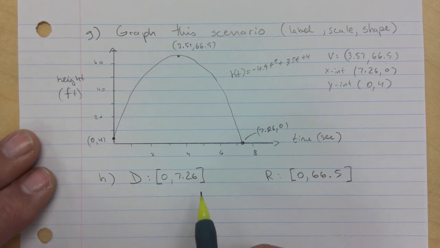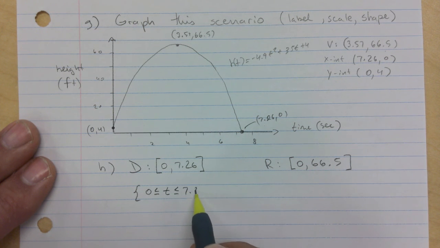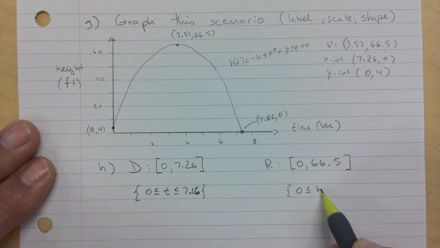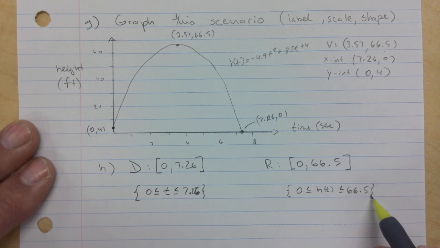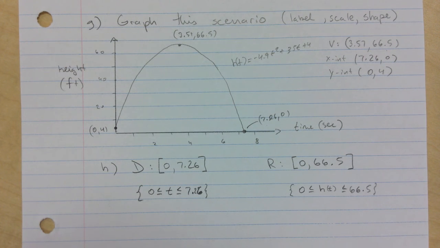If you want set notation, pay close attention. You are going to have to use the variables that are given by the equation. So in this case, it's t, and the range is height, right? So h(t) if you want 66.5. But as I said, I prefer interval notation for that reason, so then you will never have to worry about losing marks for that.